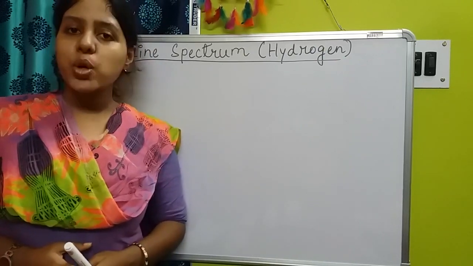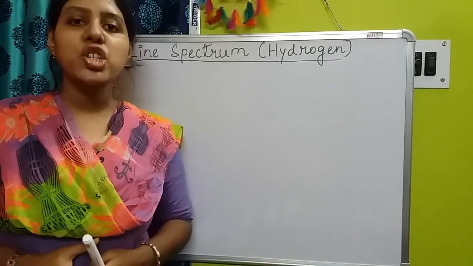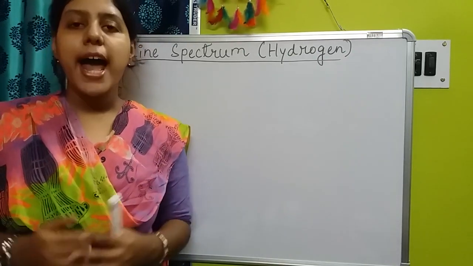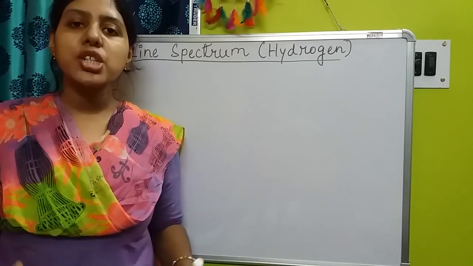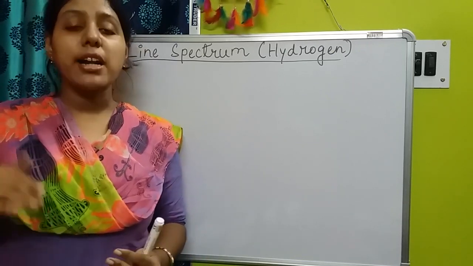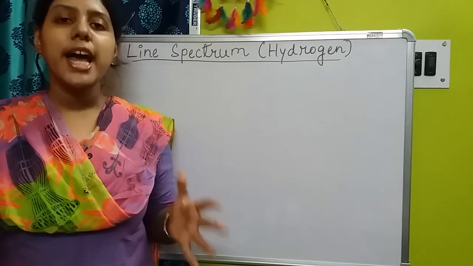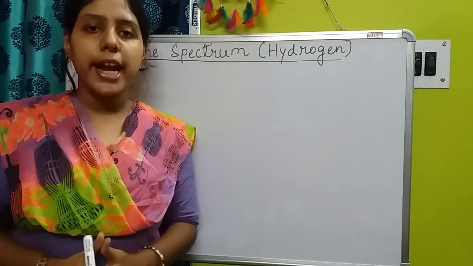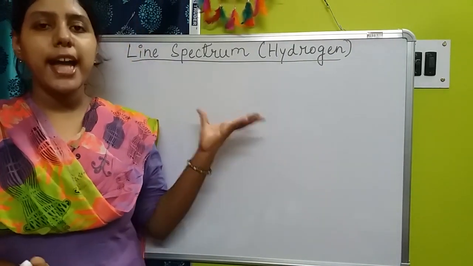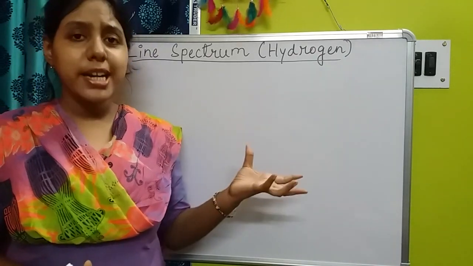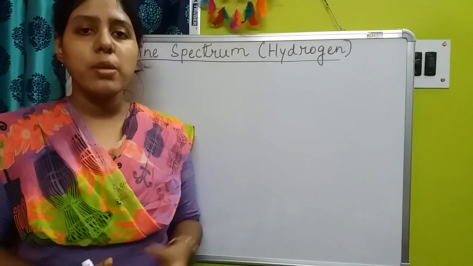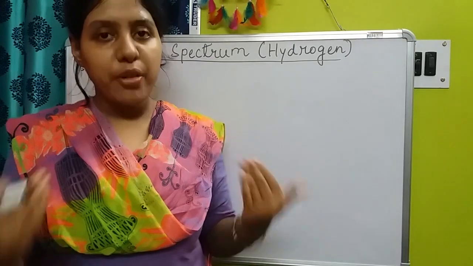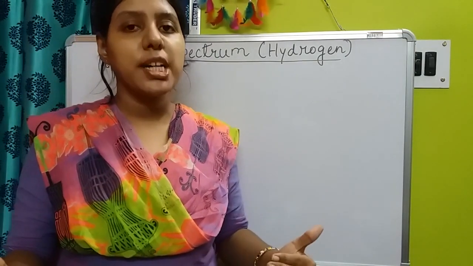Whenever hydrogen gas is taken in a discharge tube at a very low pressure, and electric discharge is passed through it at a very high voltage, then what will happen here? The gaseous atoms will be excited and will start glowing, emitting radiations. It will start emitting light.